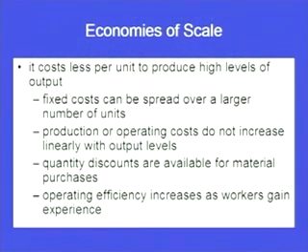Now, revising what we have covered in the last class, coming on to the economies of scale. It costs less per unit to produce high levels of output. If you remember, when on the x axis we have output or volume, on the y axis we have the average per unit cost. We have seen that average per unit cost decreases as the volume increases. So, why does that take place?